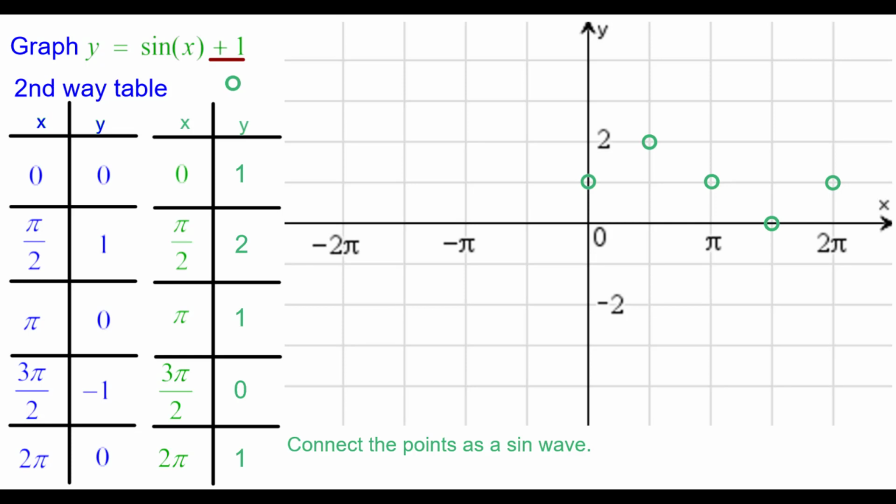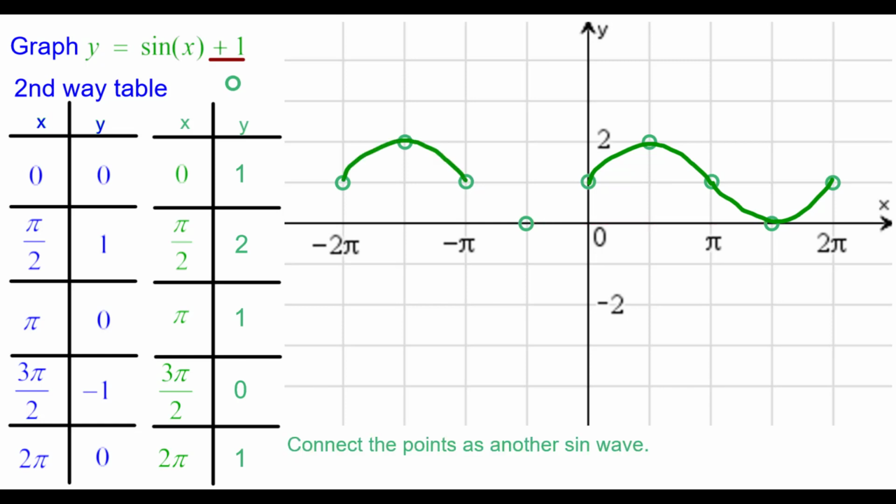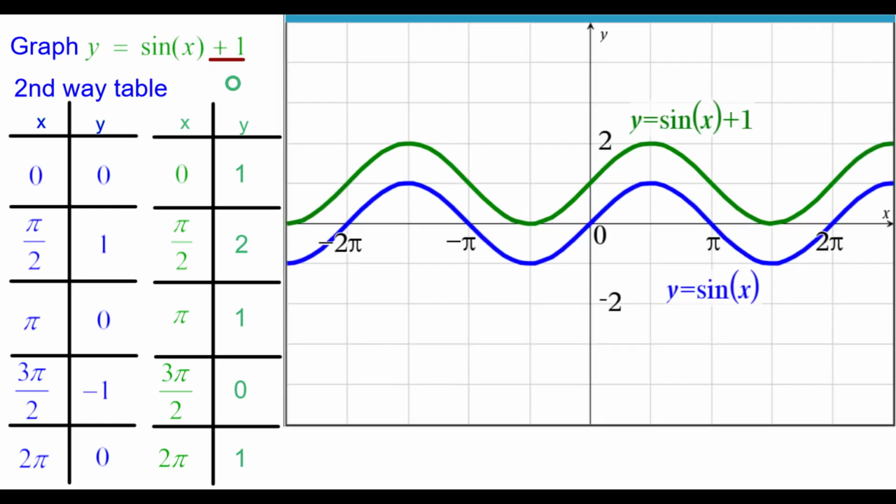Connect the points as a sine wave, concave down, concave up. And this is just one period of the wave. Let's plot another one to the left by going back a period from each key point, in this case 2 pi. Each point is backed up 2 pi, one period. And we can connect them as another sine wave. And there again, we compare it to the parent function in blue.